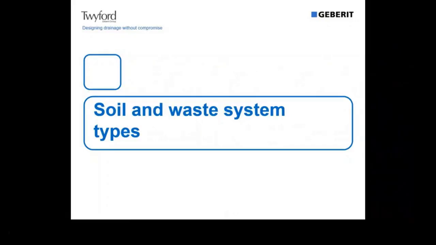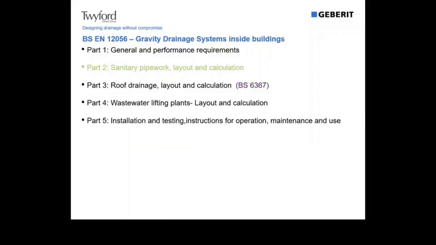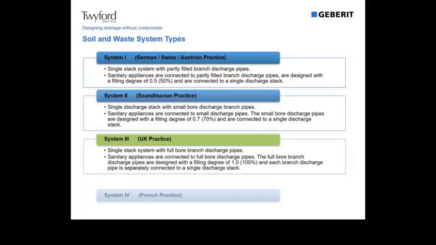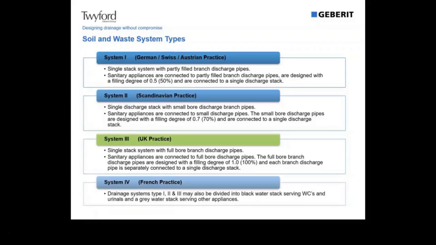So looking more into soil and waste system types, we looked at what HDPE is and who Geberit are. What are the regulations? If we look at BS EN 12056, we're going to be looking at part two, which is the sanitary pipework layout and calculation details. Now, in this presentation particularly, we'll be unpacking more about system three, system one and system two, system one being the German, Swiss, Austrian practice, system two being the Scandinavian, and system three being the UK practice. System four is a French practice. Systems one, two, and three are the more prevalently used ones.